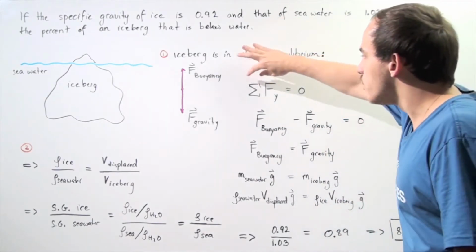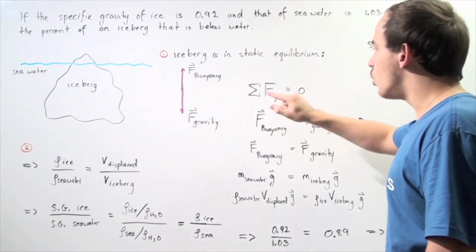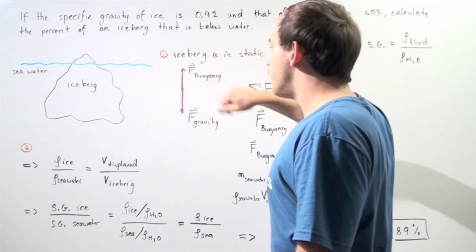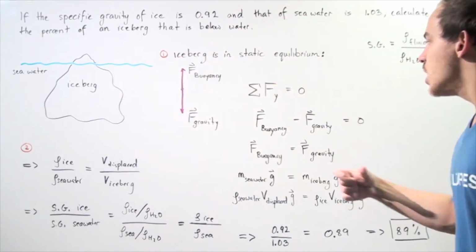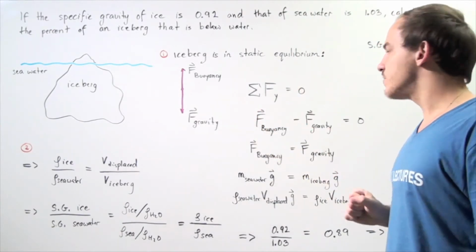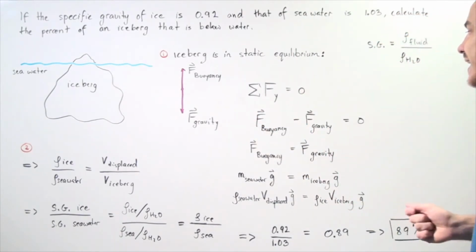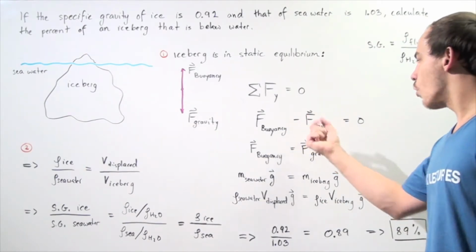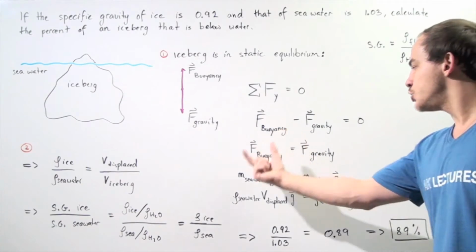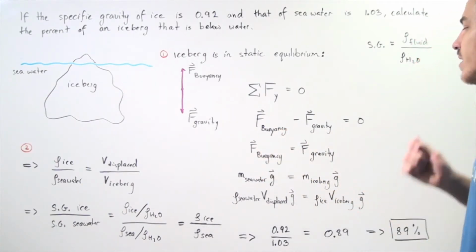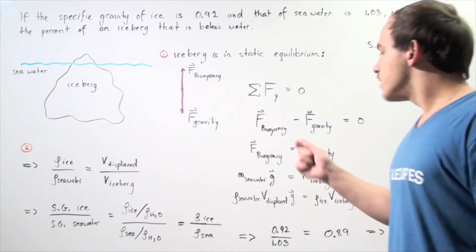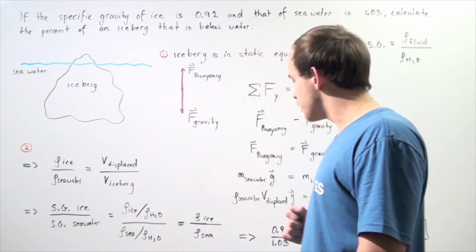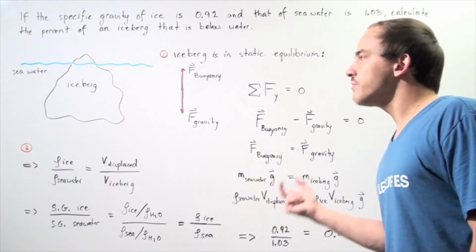So, the sum of all the forces acting on the object along the y-axis is equal to 0. We choose the upward force to be positive, downward force to be negative. So the buoyant force minus the gravitational force is equal to 0. We bring this force to this side and we see that the two forces must have the same exact magnitude.